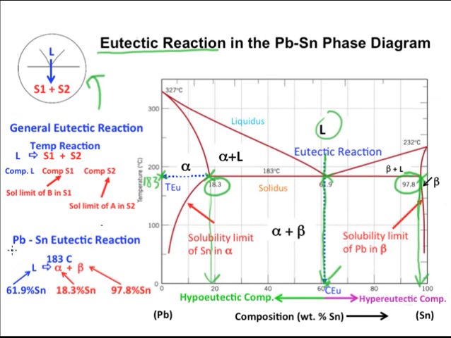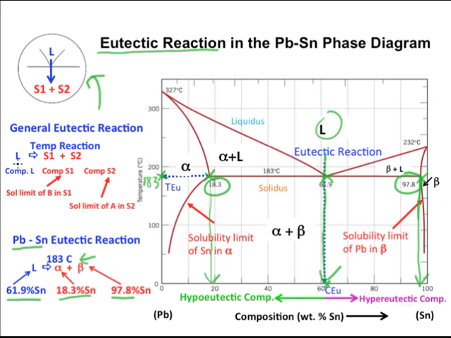To review, we just reviewed the lead-tin eutectic reaction. It happens at this temperature, 183 degrees Celsius. We have the liquid phase cooling down into the alpha plus beta region, so straight down. The percent composition of the liquid phase is equal to the eutectic composition, so in our case it's 61.9% tin, and then this goes into alpha plus beta, where alpha, we remember we found over here, was 18.3% tin, and beta, which was over here, was 97.8% tin. And this is our specific case.